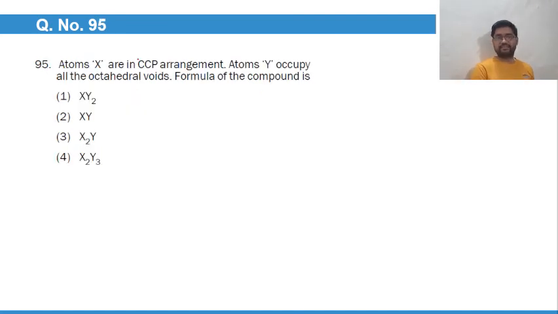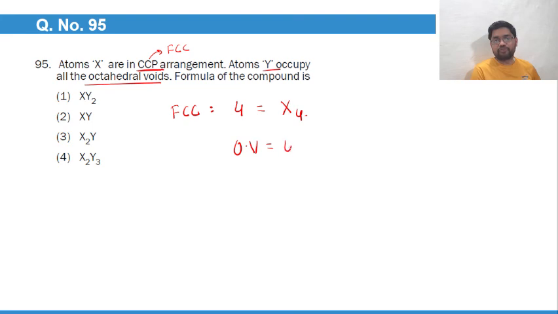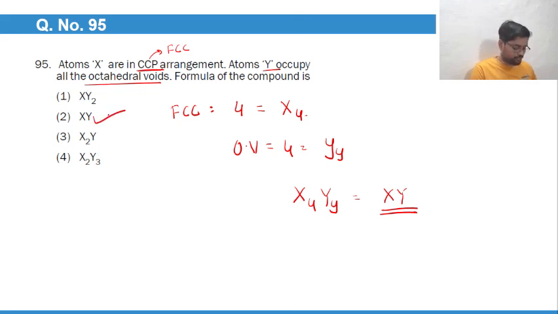Question 95: atom X in CCP arrangement. CCP arrangement means FCC arrangement. Atom Y occupies octahedral voids. The formula of the compound is? In FCC we know that there are a total of 4 atoms, so X is equal to 4. Y occupies octahedral voids. For every atom there is 1 octahedral void, so the octahedral voids number 4. That means Y is equal to 4. So its formula is X4Y4, that is XY. We'll go with option number 2.